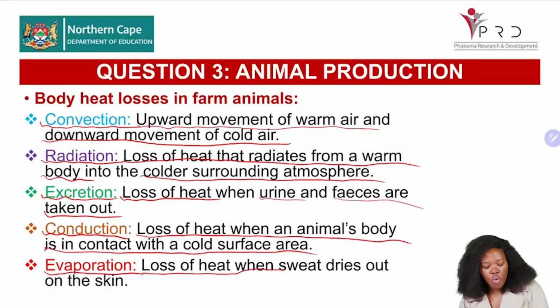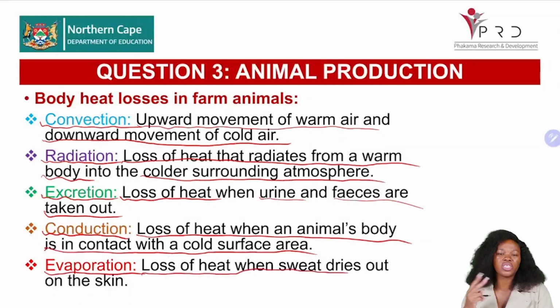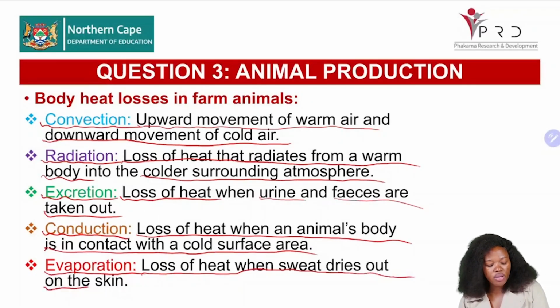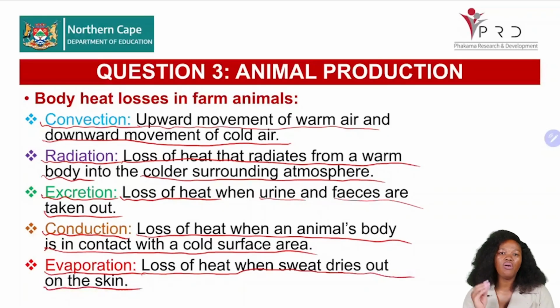Loss of heat when sweat dries or changes state from being a liquid into a gas, where sweat dries out on the skin. So this is how farm animals lose heat through various processes.